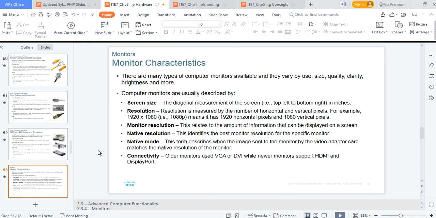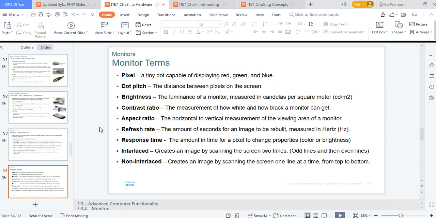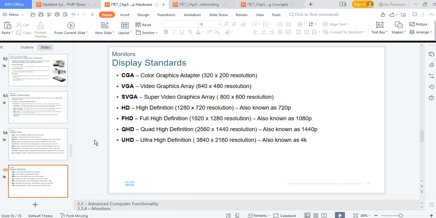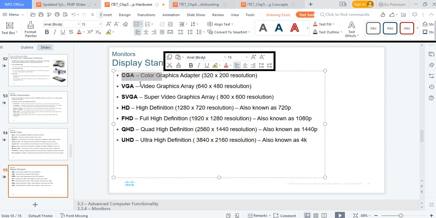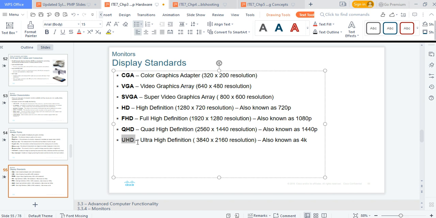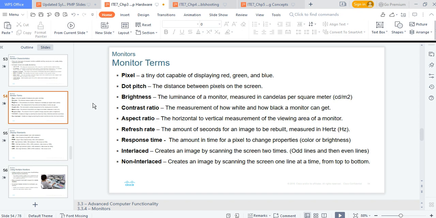Okay, monitors. Your monitor has different characteristics: your screen resolution, your monitor resolution, your native mode. These are very basic things you could read up on and always understand. Of course, these are some terms you should familiarize yourself with. This is very important. CGA, VGA. YouTube, for instance, just upgraded to a little bit more than this, 4K. If you're watching this video from YouTube, you see that your resolution tells how many pixels are going to be rendered per time within your frame.